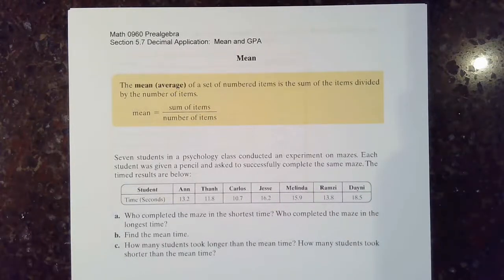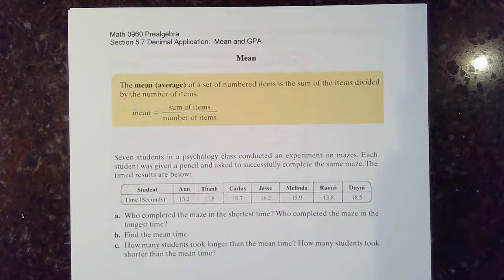Everyone, this section's a nice section, section 5.7. This is under the note packets on Blackboard, so you can find this if you want to print it. And if you don't want to print it, of course you don't have to. You can just take some notes on it.